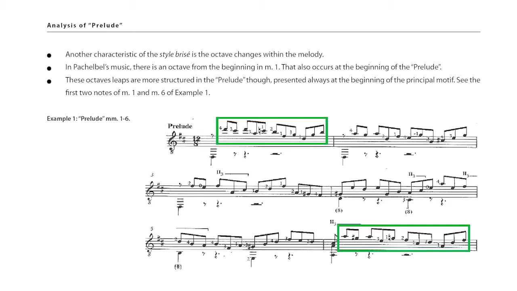These octave leaps are more structured in the prelude though, presented always at the beginning of the principal motif. See how the first notes of measure 1 and measure 6. So it's the same pattern always. And then measure 6. And then later.